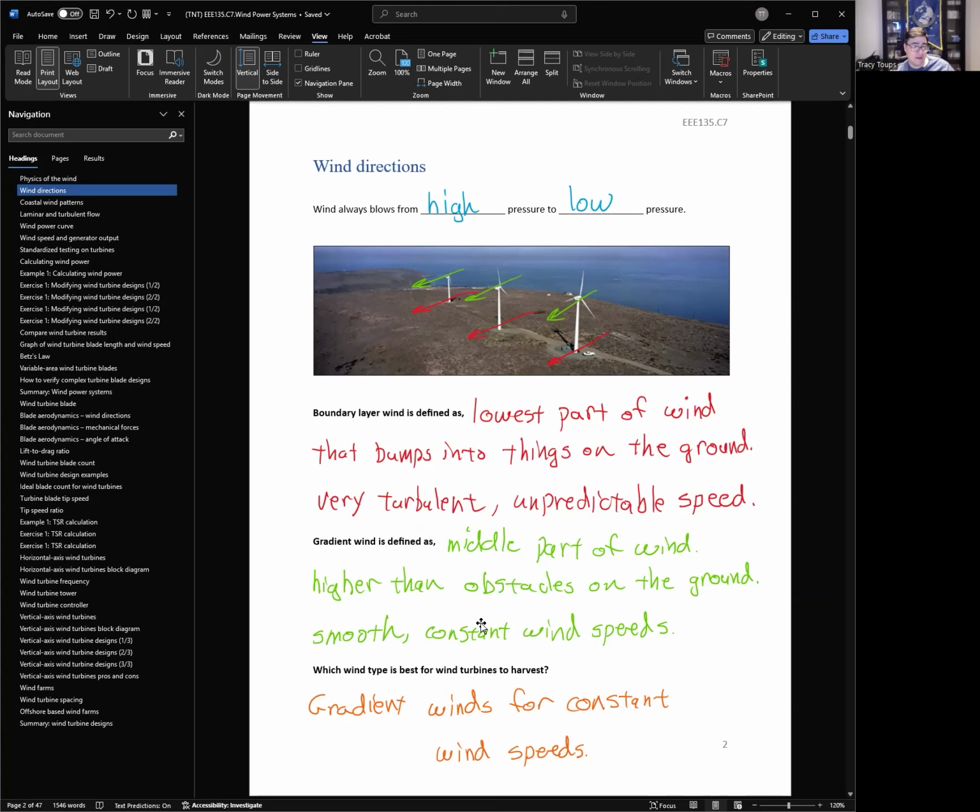Which wind is best for wind turbines to harvest? Obviously the gradient wind, because it's constant wind speed. We don't want wind to turn on and off or change directions constantly.